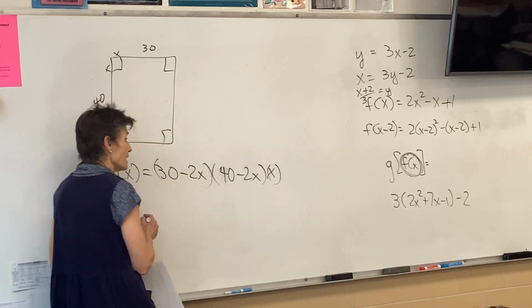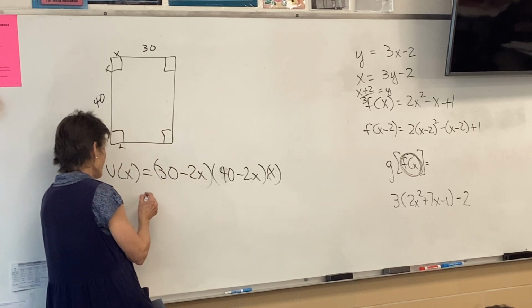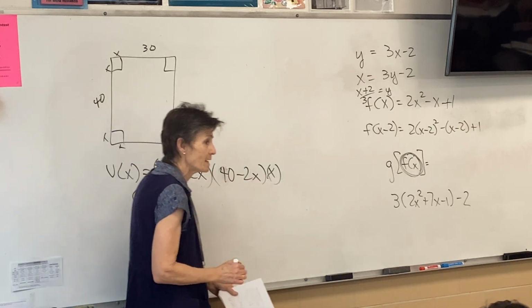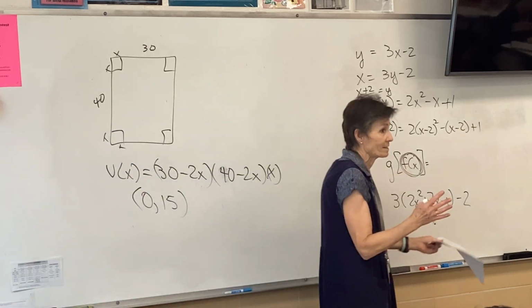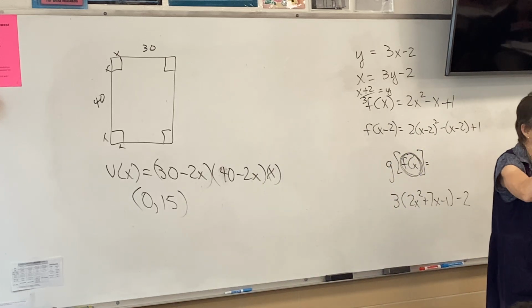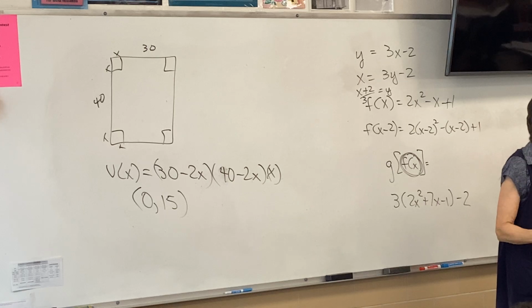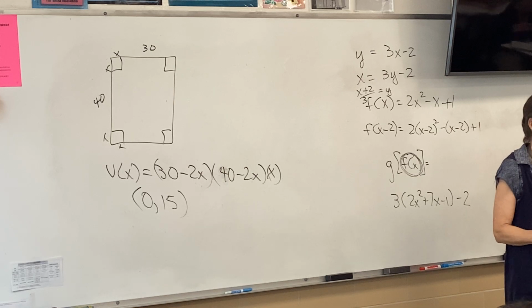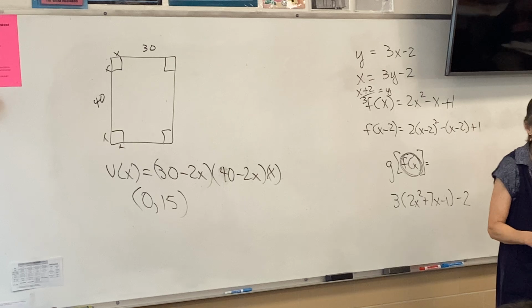And then the domain of the problem is going to be 0 to 15, because our domain is always positive. It's X, I'm cutting out the corner, it has to be positive. And the maximum is half of this dimension, because I'm taking a piece off each side, so I use the smaller dimension.